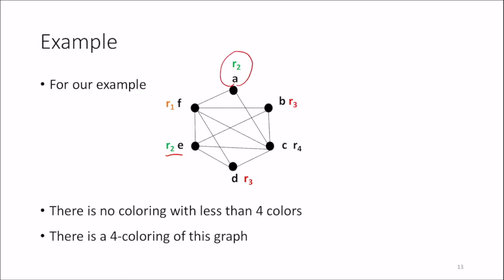But since E and A don't have an edge connecting them, that means they're not alive at the same time. So we can reuse that register. On the other hand, if a node is connected, so this F is connected to D, then it's connected via an edge, then the registers that they use should be different because they can't reuse the same register. So in this graph, it turns out it's possible to do a 4 coloring, and therefore we can assign 4 registers to every node in this graph, and we are able to use the registers as efficiently as we can.